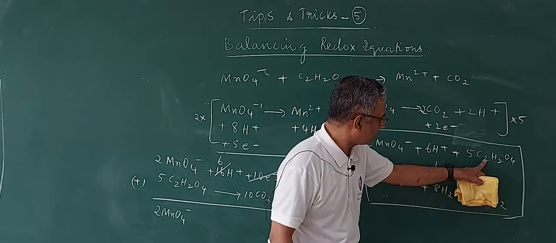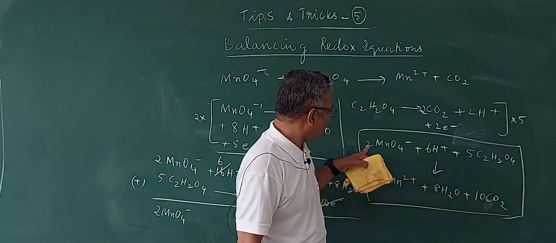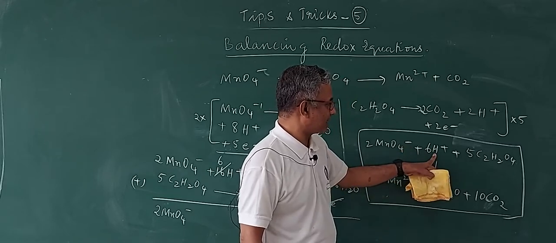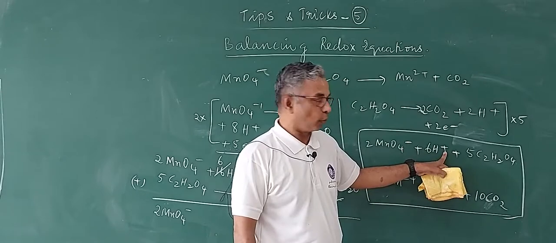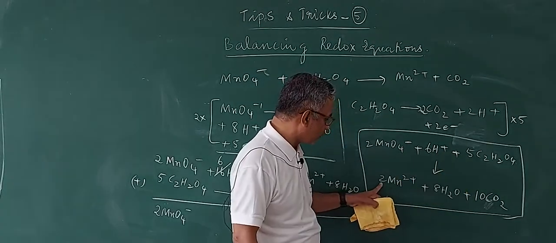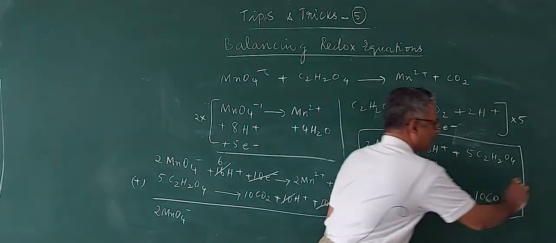C, you see there is 10C here, 10C here. Charge: 2 minus 6 plus, 2 minus 6 plus, that will be 4 minus, sorry, 4 plus you will have. So, here you have 4 plus, 2 into 2, 4 plus. Now, this is a balanced equation.